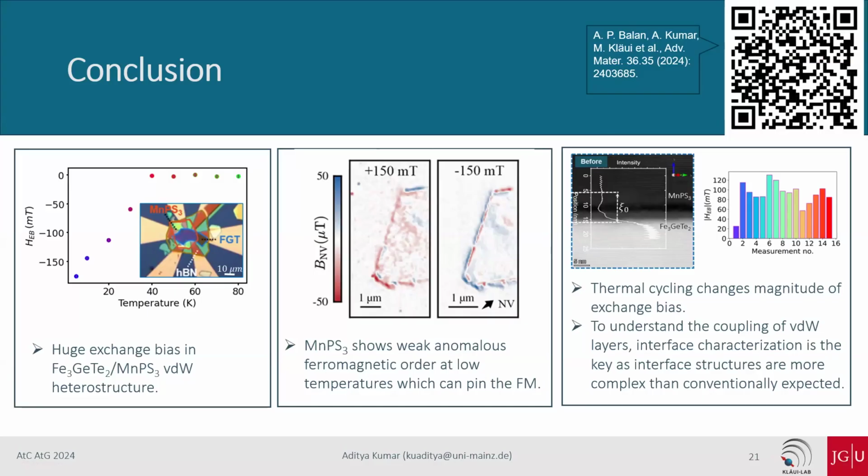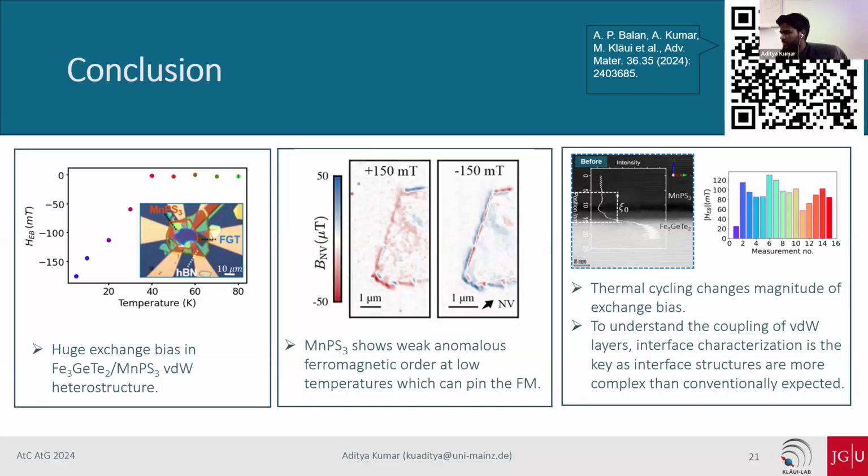A 100 millitesla exchange bias field is actually very good. This could go for applications like MTJ and so on, but unfortunately it quickly vanishes around 80 Kelvin. Can you comment on that?